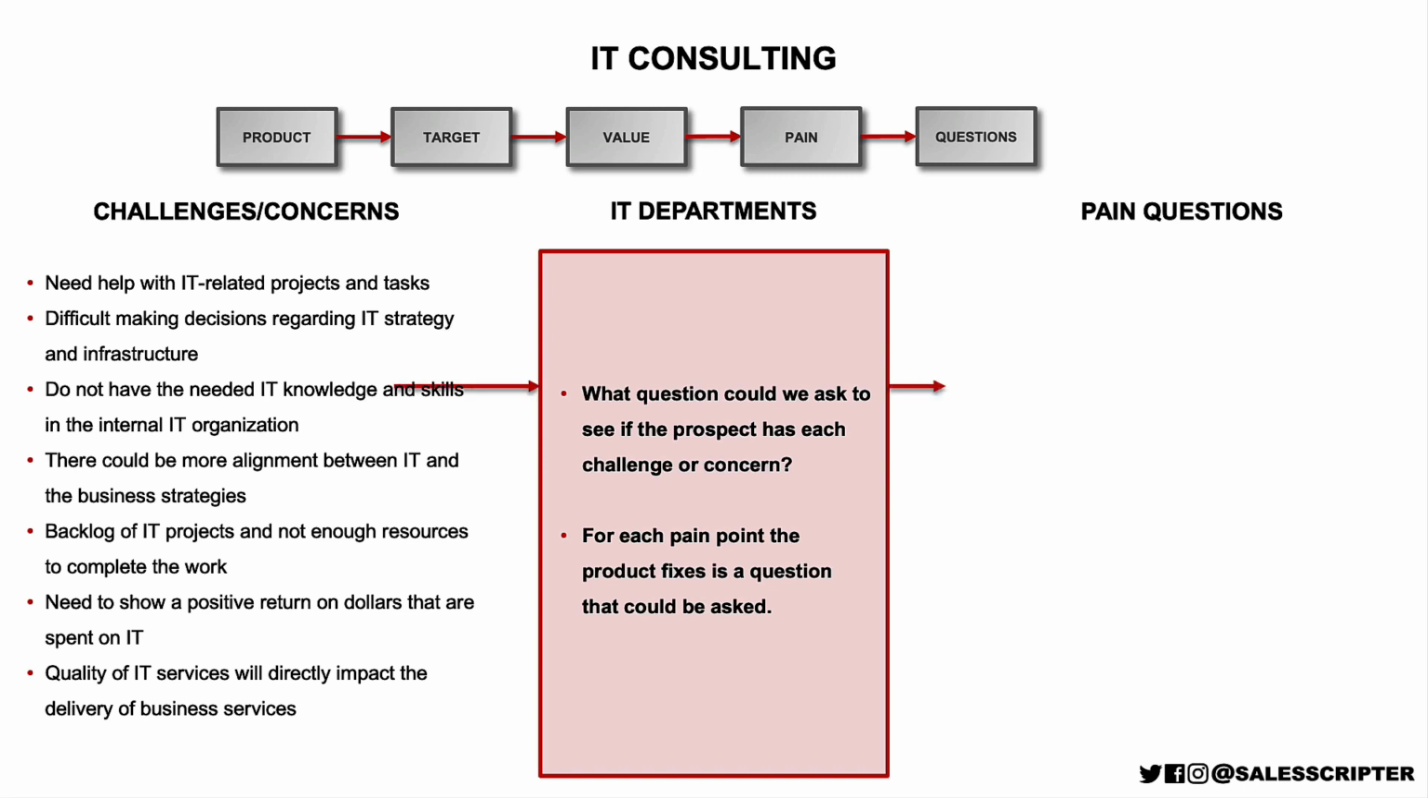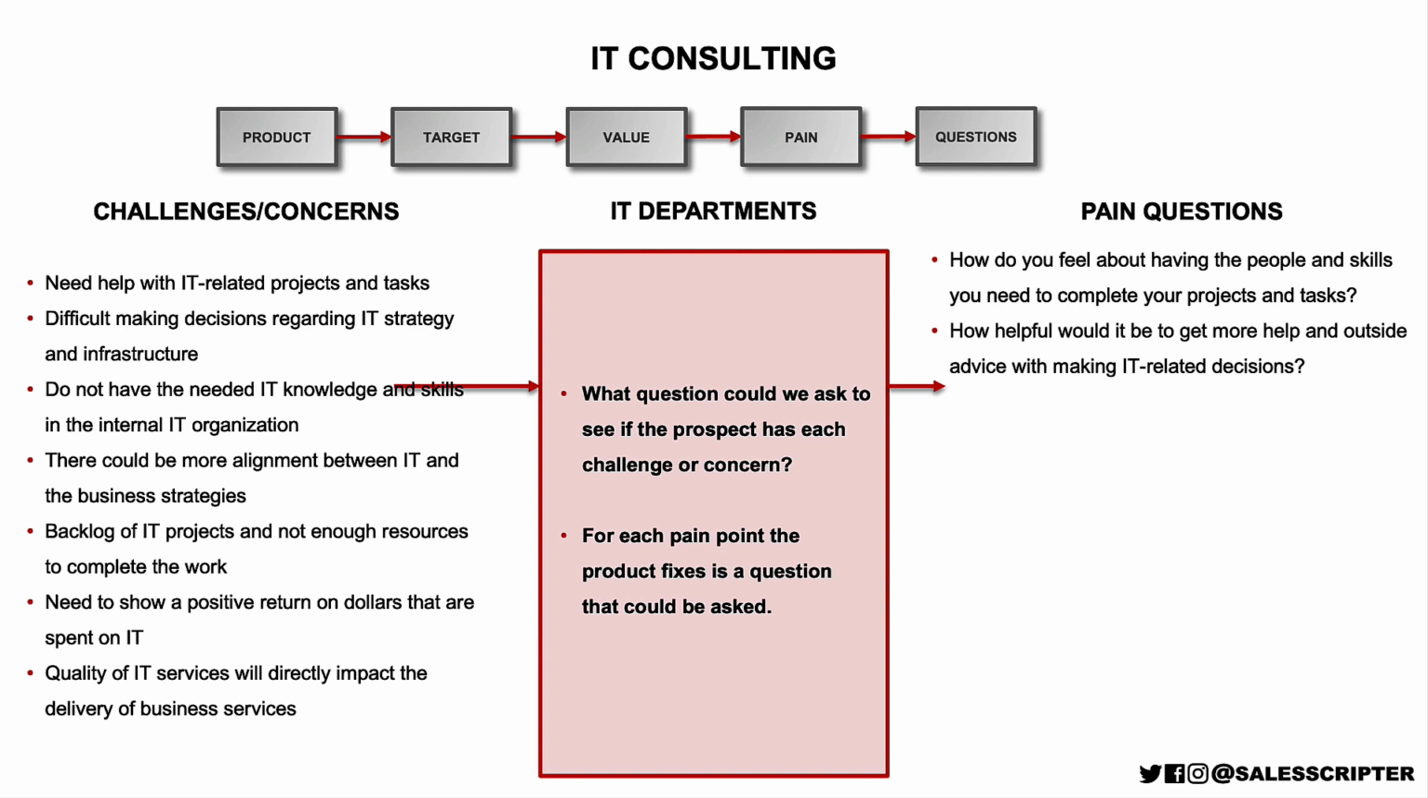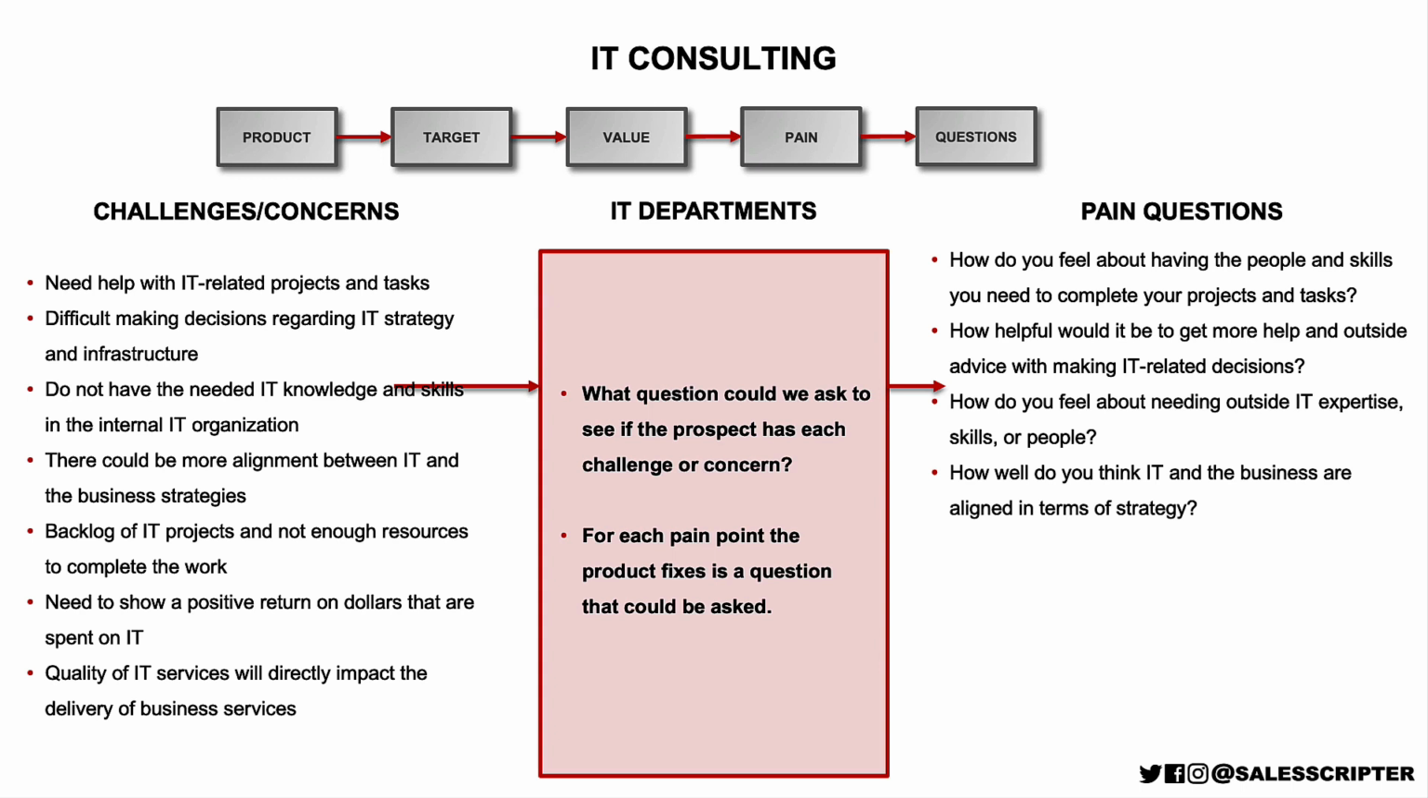So if we use this list and we go through each item one by one: How do you feel about having the people and skills you need to complete the projects and tasks? How helpful would it be to get more help and outside advice with making IT-related decisions? How do you feel about needing outside IT expertise, skills, or people? How well do you think IT and the business are aligned in terms of strategy?